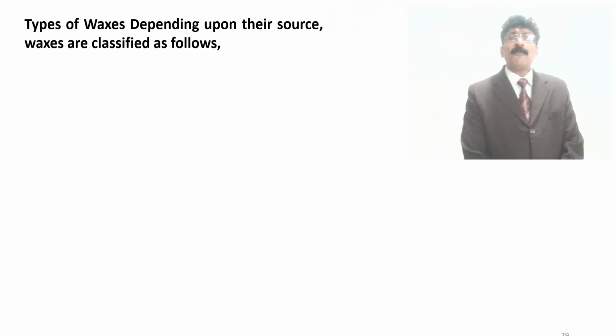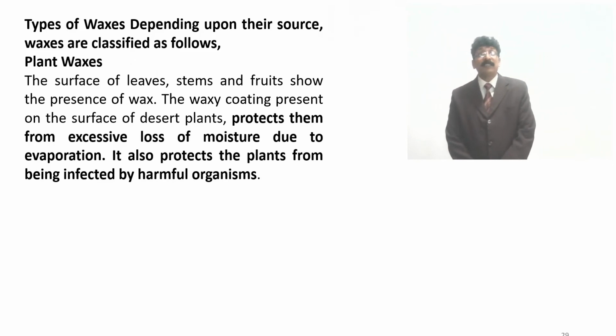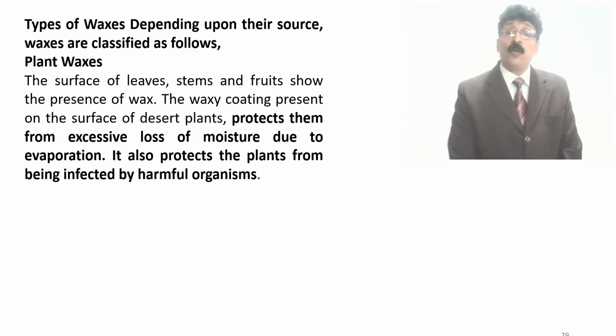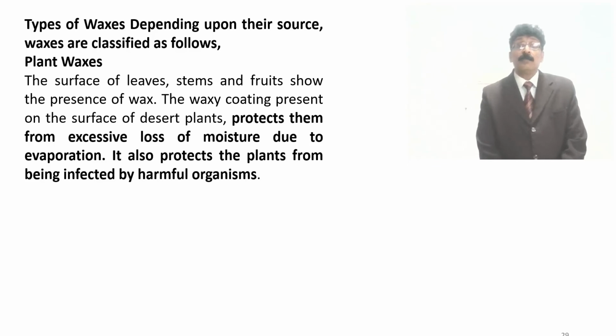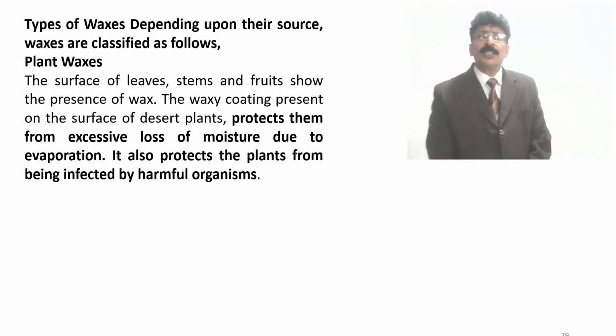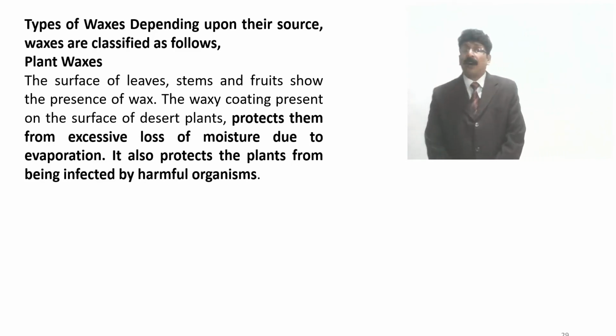Types of waxes depending upon their sources. Waxes are classified as follows. Plant waxes: the surface of leaves, stems and fruits show the presence of wax. The waxy coating present on the surface of desert plants protects them from excessive loss of moisture due to evaporation. It also protects the plants from being affected by harmful organisms.